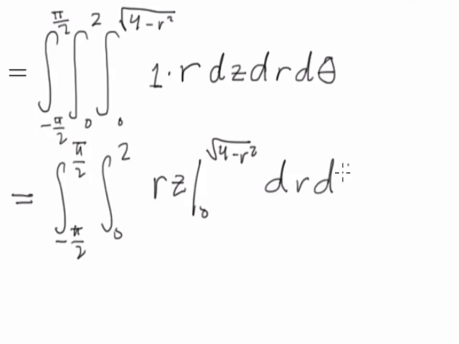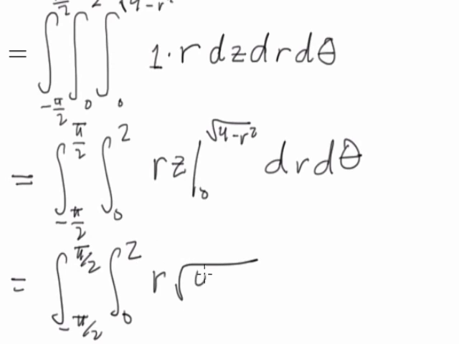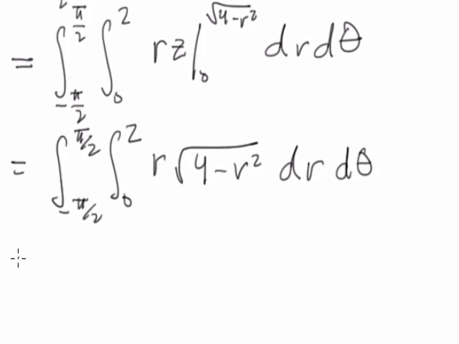We still have a couple of iterations to go, dr and d theta, and so we get the integral from minus pi over 2 to pi over 2, 0 to 2, and this is just going to be r times the square root of 4 minus r squared dr d theta, because the other bound is 0. Okay, and this antiderivative isn't too hard to compute because we can use a u substitution for 4 minus r squared, and we have this r factor in the integrand which allows us to get away with that.